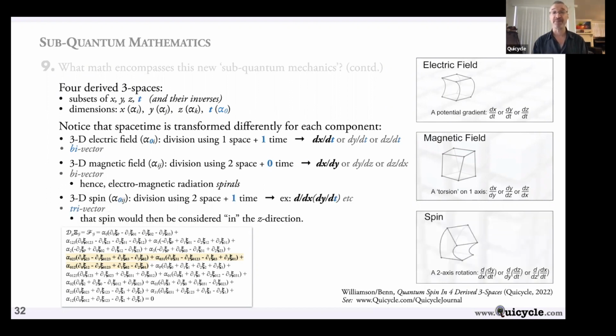When it comes to spin, spin is a trivector. It involves alpha 0 ij. It involves one dimension of time and two dimensions of space. For example, it's a d by dx of dy by dt, or the other two permutations also. This example I just mentioned, though, is interesting because it means its spin in the z direction involves x, y, and t, but not z. So when you're dealing with spin in one direction, it involves the other three components of space-time and not the z, which I think is a fascinating concept to think about.